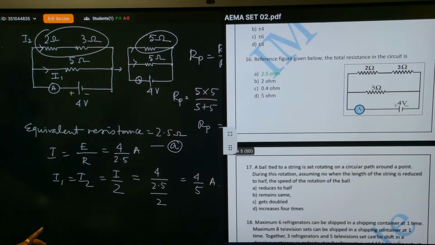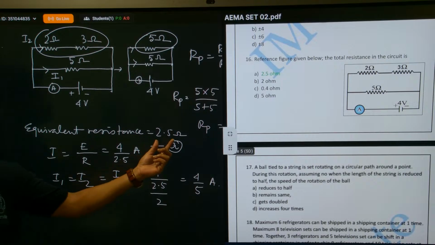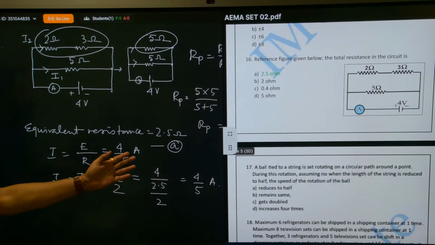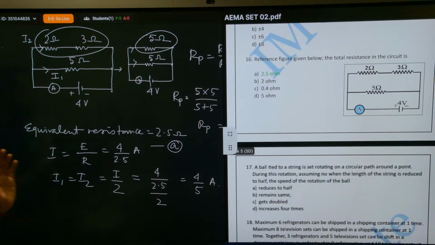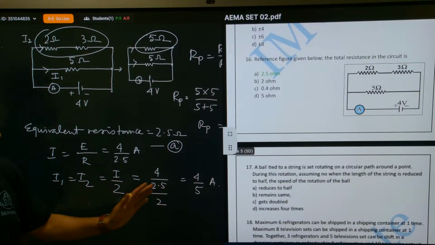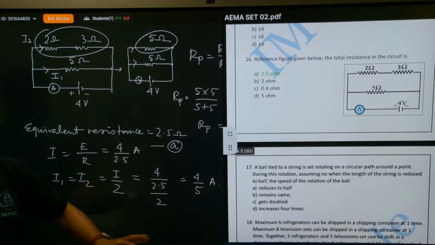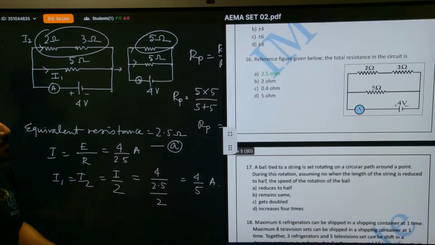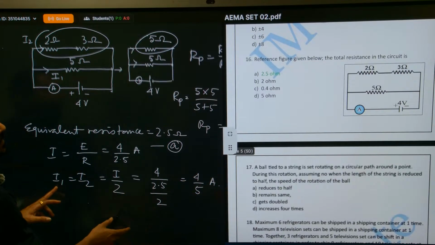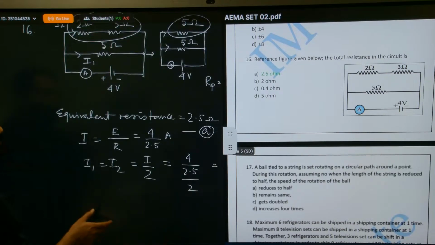Did you get this? Equivalent resistance is 2.5. So current would be EMF by total resistance, that is easily 4 by 2.5 ampere. As the branches have equal resistances, the current will be divided into equal parts. That is, I1 and I2 would each be half of the total current. This was not asked, but we still got into this to make it just a little bit interesting. Okay, you will get the PDF, I think, so don't worry about this extra part.